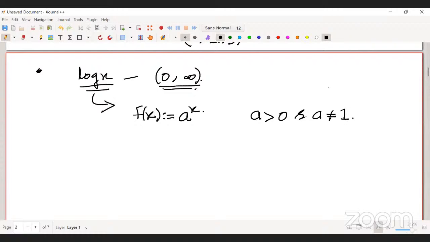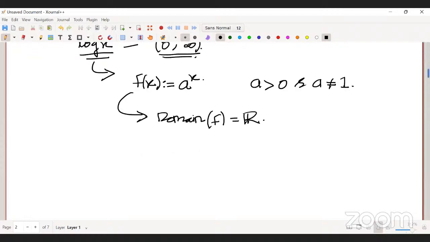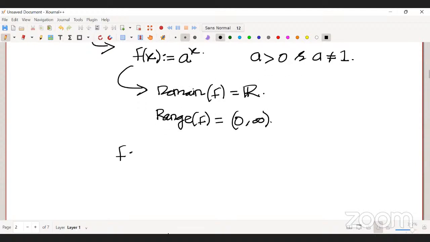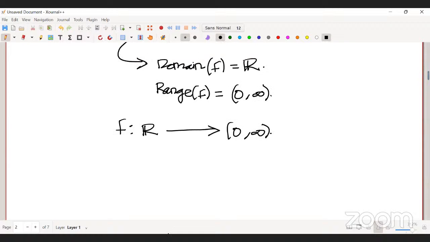So when you have this function, the domain of this function is the whole real line, total R, right? And the range of this function is 0 to infinity. This function is always positive, so the range of f is 0 to infinity. Now my domain is R. The log is the inverse of that, so the range of a^x is the domain of log x. So this is a map from R to (0, infinity).